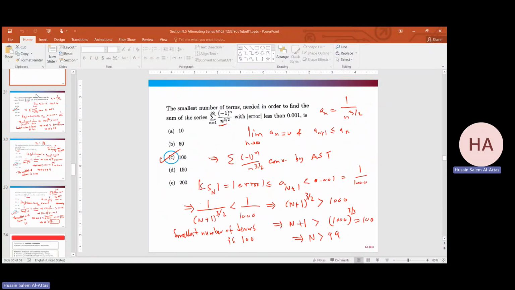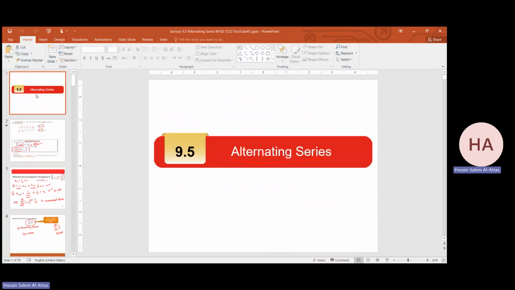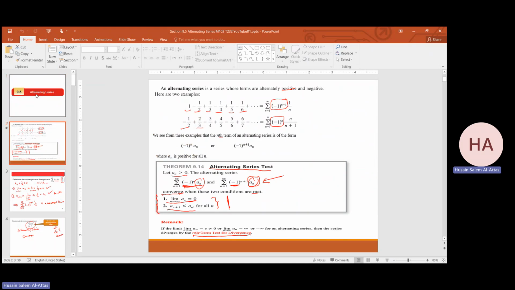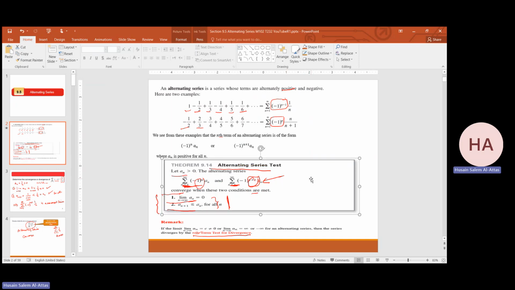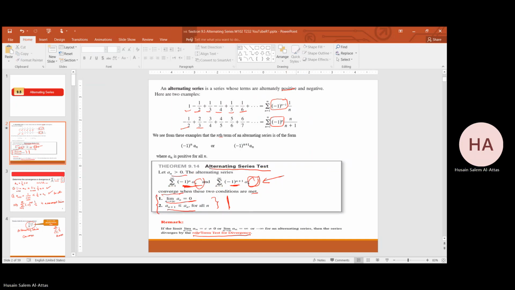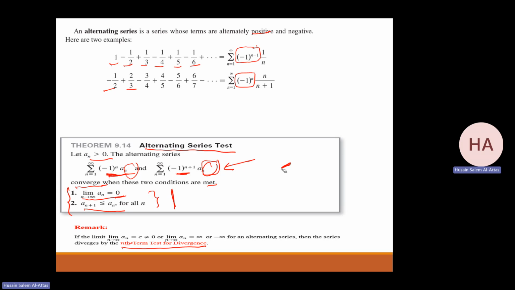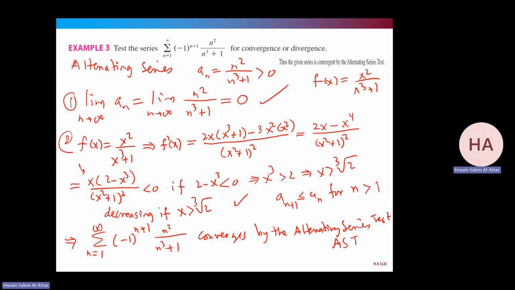What we did in this section up to now, we talked about the alternating series test. If we have an alternating series, and we have these two conditions, the limit is equal to 0 and the terms are decreasing, then we say the alternating series converges. This is what we did, and we did some examples about that.